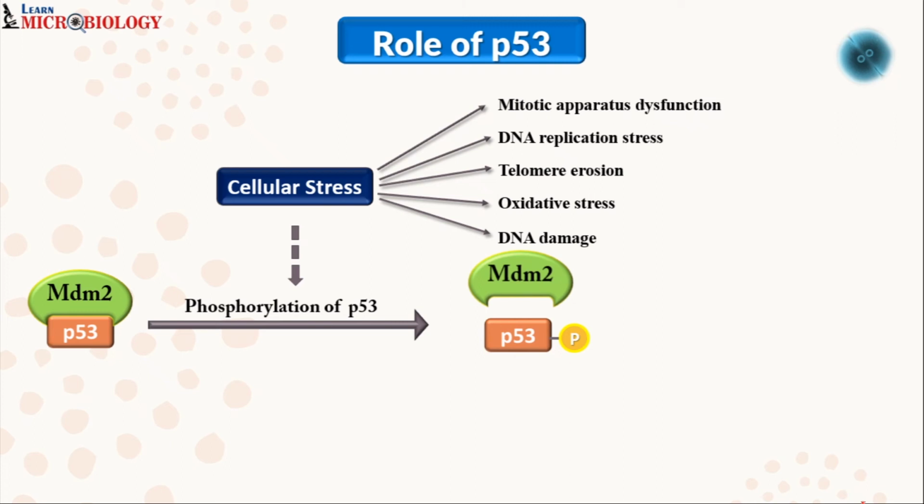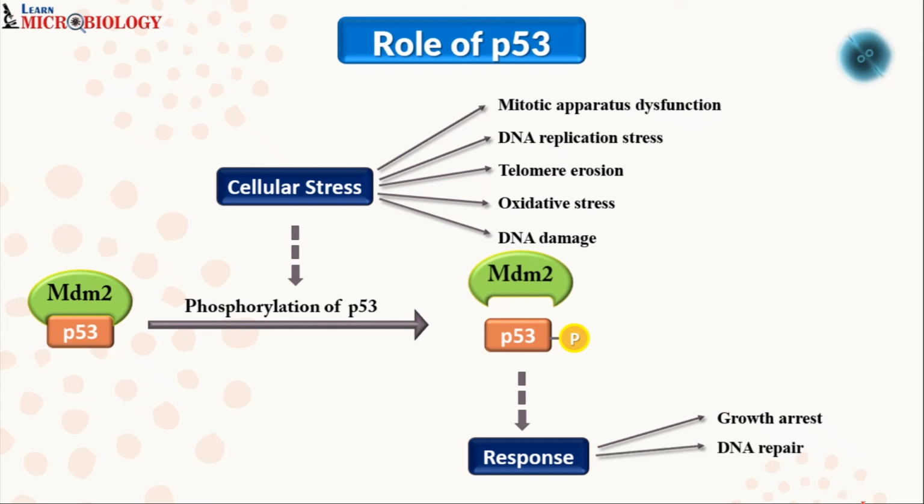Now P53 is also a transcription factor. Like we saw over there that E2F was a transcription factor that PRB was holding, correct? Similarly, P53 is also a transcription factor. Once it gets activated, it is going to give some response. What can the responses of this P53 be? It can lead to growth arrest, that is, it can block your cell cycle.